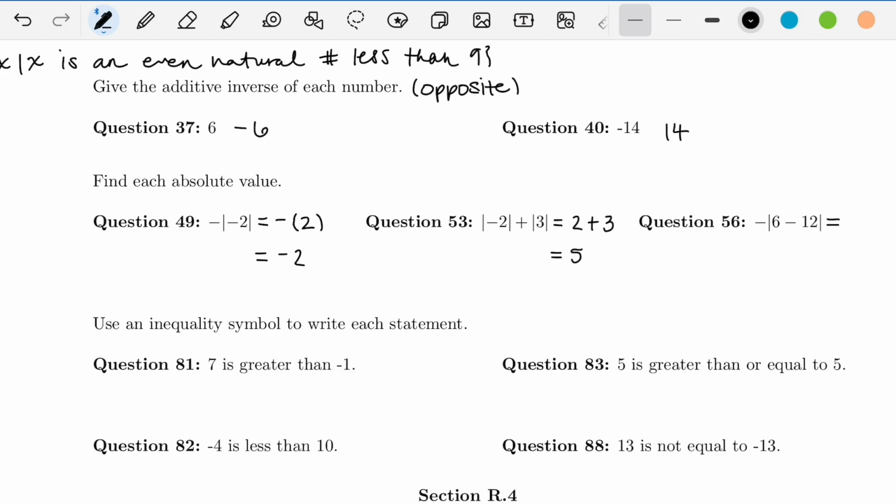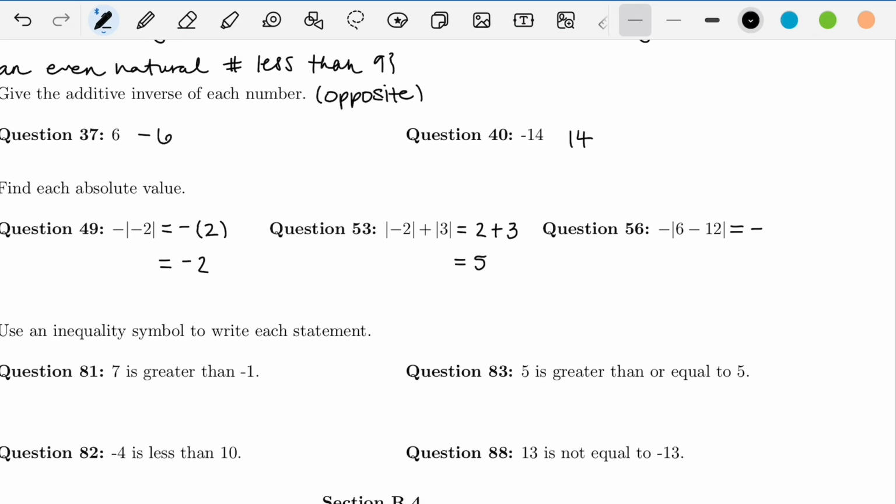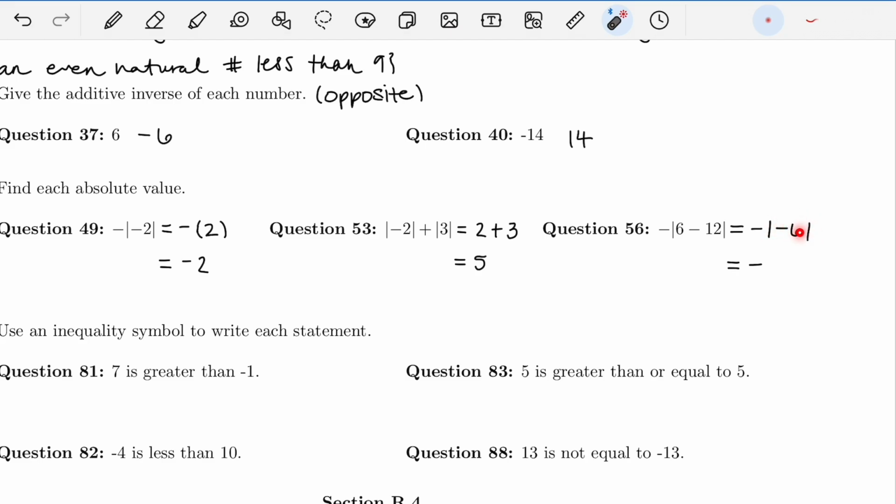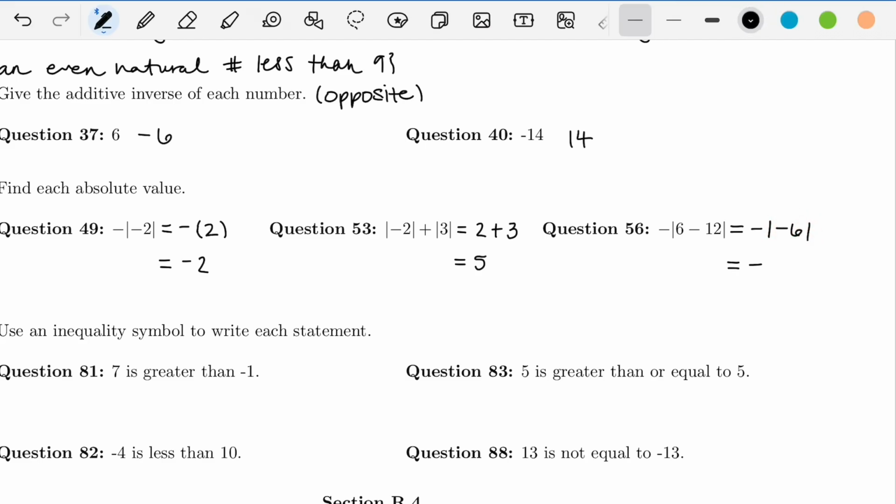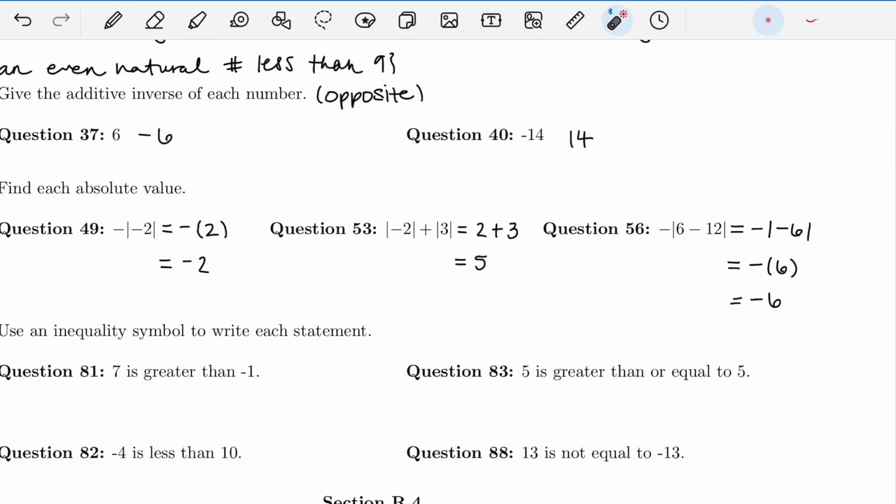Now lastly, for question 56 here, we still have this minus out front of our absolute value, just like we saw in question 49. And then on the inside of our absolute value, we have 6 minus 12. So I'm going to keep our absolute value sign here. 6 minus 12 is going to be negative 6. Now we have this negative on the outside here, and we know that the absolute value here is going to make this guy positive. So we're going to have negative 6 here. Now I'm just putting the parentheses here just to emphasize what's happening, that the absolute value is making this negative a positive.